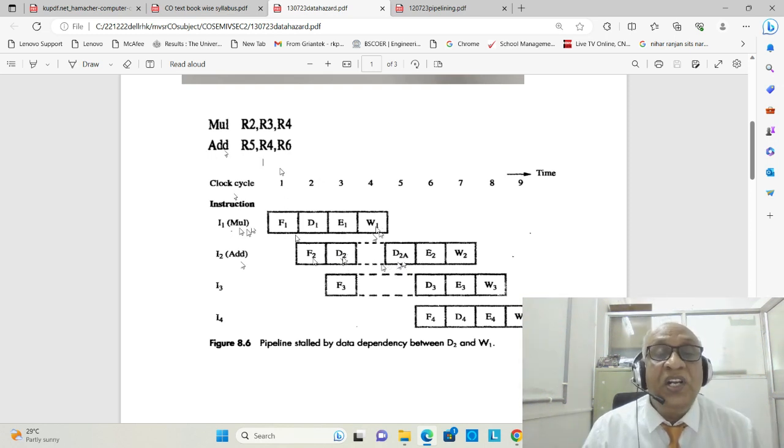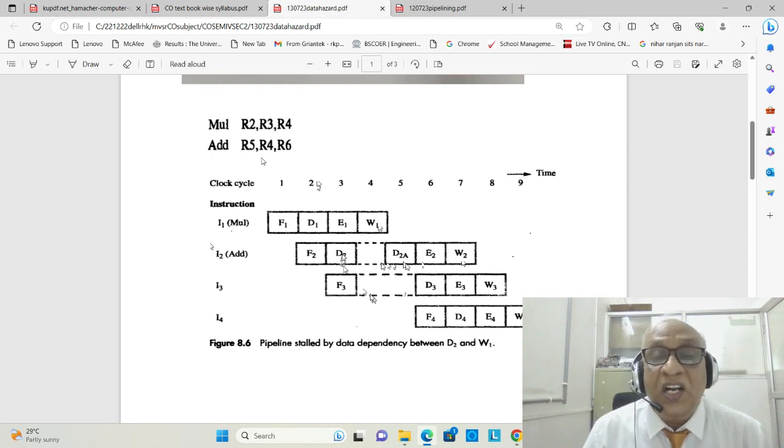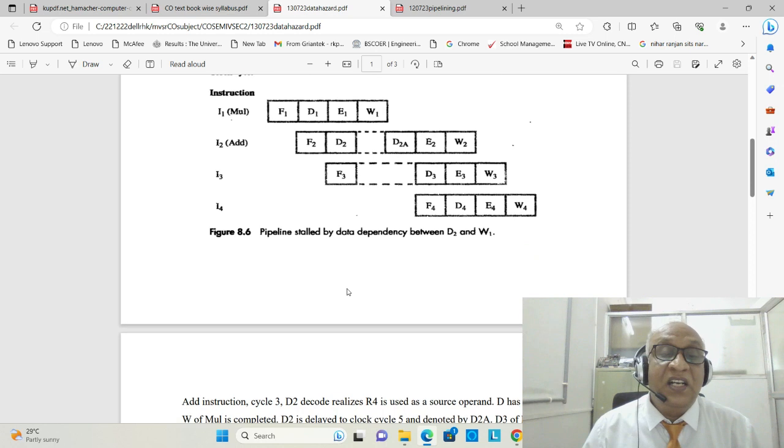As D2 is delayed and it is finishing after clock cycle 5, D3 will initiate only at 6 because D3 is dependent on D2. So because of this data dependency between D2 and W1, this will lead to stalling, and stalling indicates pipeline hazard. Here, the hazard type is a data hazard.